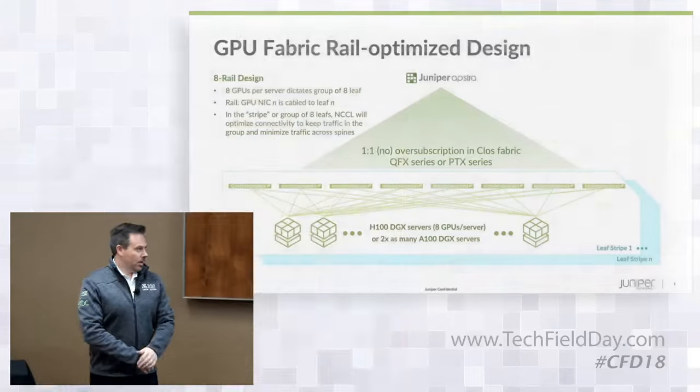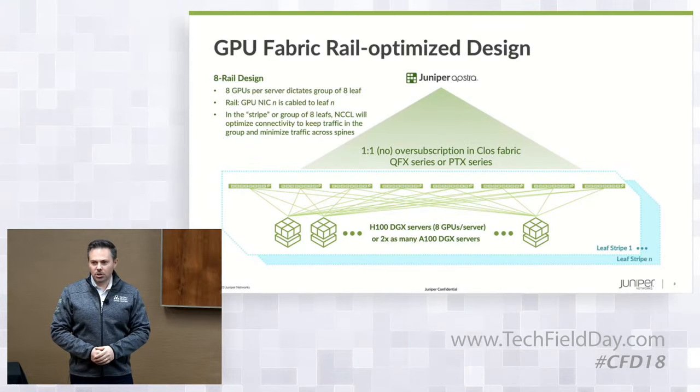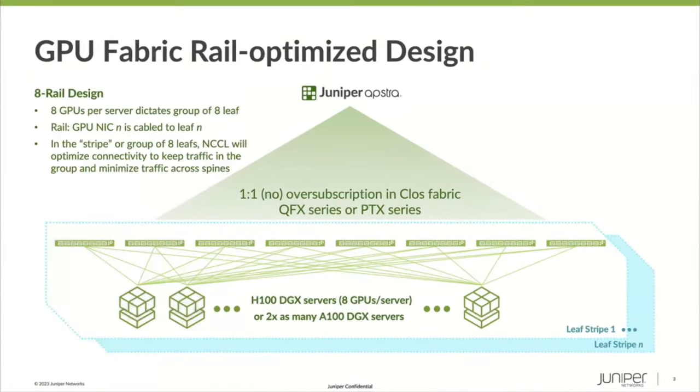Besides the challenge of the speeds and feeds, there's something called rail-optimized design that is prescribed by NVIDIA. We all know NVIDIA is the 800-pound gorilla in the space of the GPUs. They own the entire stack. They've done some great stuff in terms of innovating inside the server. So there's this technology called NVLink.